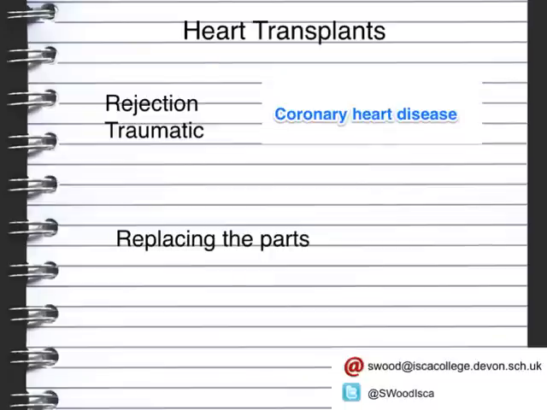Now, to get past this, you might need to have bypass surgery, and this means that you get blood vessels from the leg to replace the coronary arteries to make sure that we get the blood flow correct. You can also have heart assist devices that pump blood around the body rather than using the heart if you've got a weakened heart muscle.